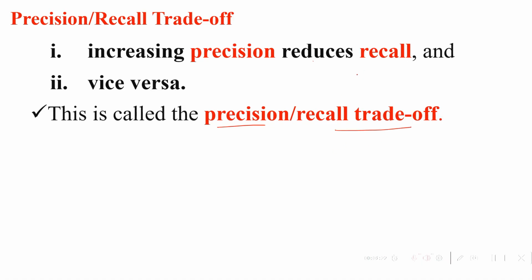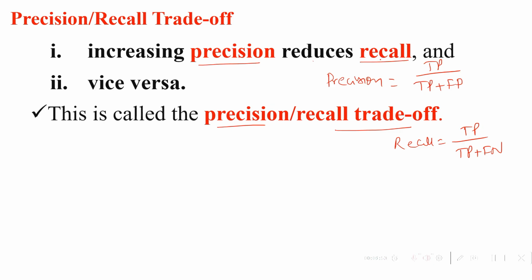So now, for example, what is the meaning of precision? Based on the confusion matrix, precision equals true positives divided by true positives plus false positives. Recall equals true positives divided by true positives plus false negatives. So based on this information, if we increase the precision, that will reduce the recall. If we decrease the precision, it will increase the recall. Simply, this process is called the precision recall trade-off.